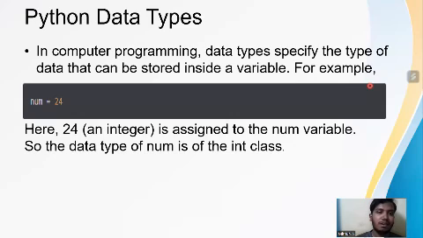What is a variable? It is the storage location or the memory location where the data can be stored. So for example, we have num is equal to 24. So here 24 is an integer that is assigned to the variable num. So the data type of num is integer type here.